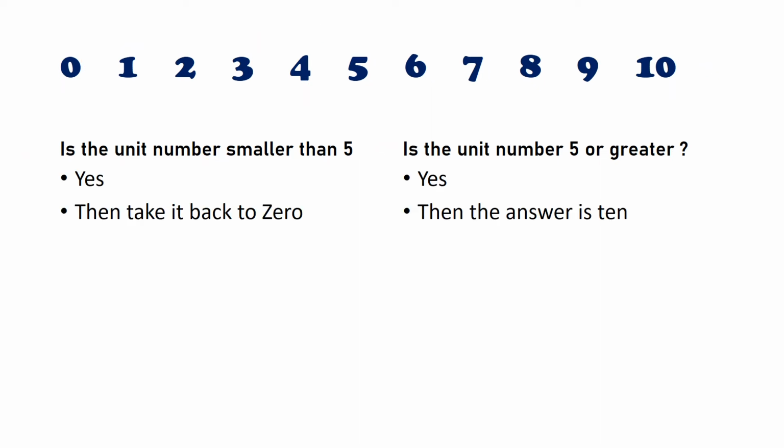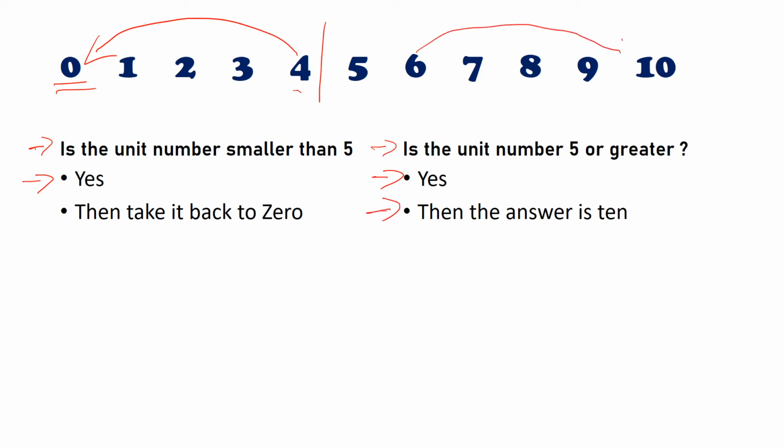It says, is the unit number smaller than 5? If the answer is yes, then take it back to 0. So if we split it and it was a 4, we're going to take it back to 0. Remember, it can only be one of two answers. Then we come here: is the unit number 5 or greater? If the answer is yes, say if they asked us to round off 6 to the nearest 10, then the answer is 10. So you only have one of two answers that you are going to give, and this line will make it very easy to decide which one it is.